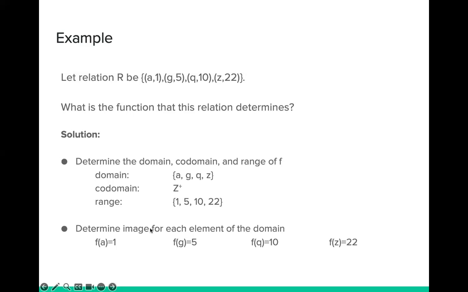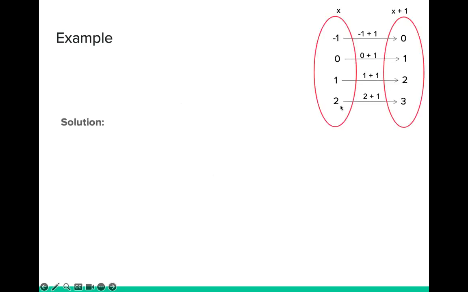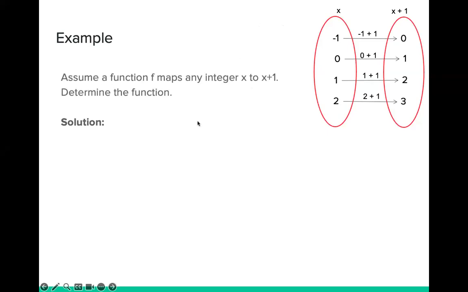Okay? So determine the image for each element of the domain. So in f of A, the A, G, Q, and then Z will act as inputs into our function, and then it will produce images for each element. So f of A is equal to 1, and f of G is equal to 5, as you can see, because we have a mapping for G and 5. f of Q equals 10, and f of Z equals 22. Okay?